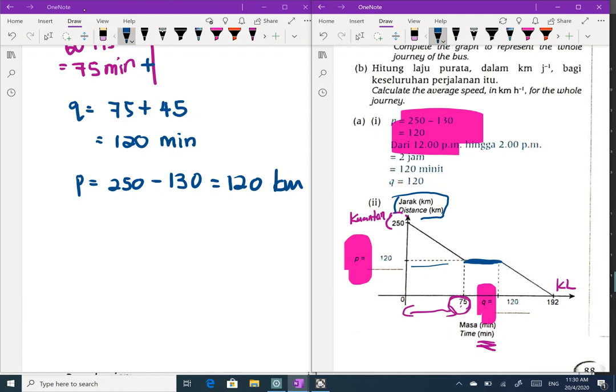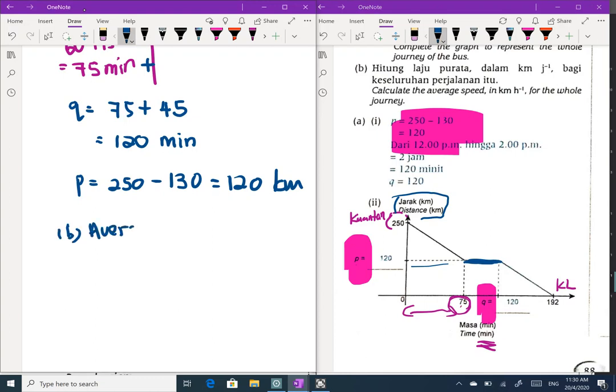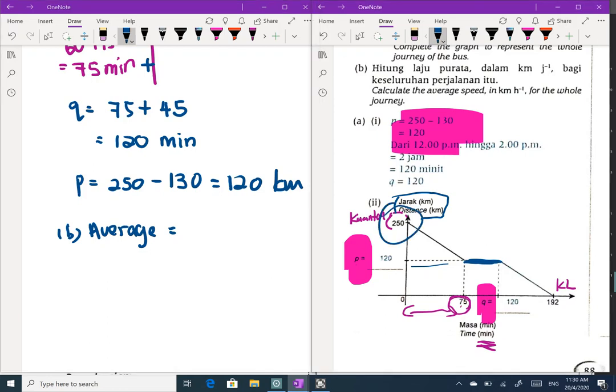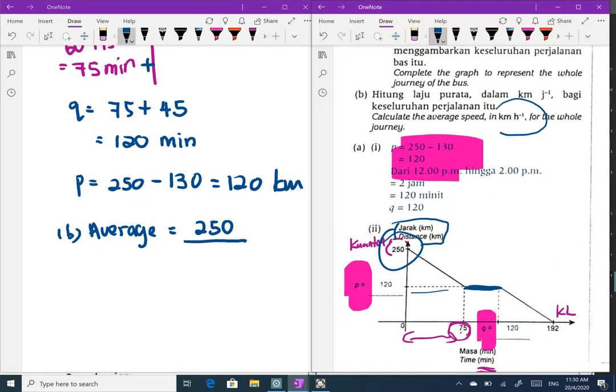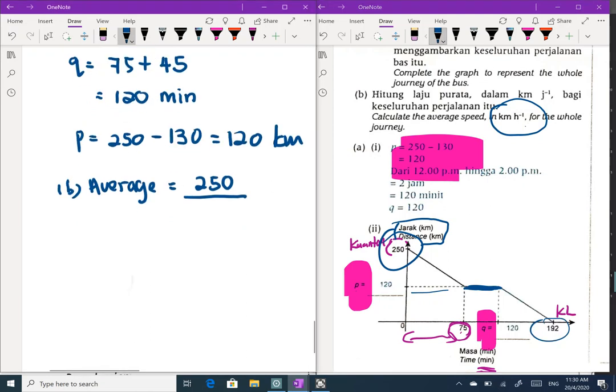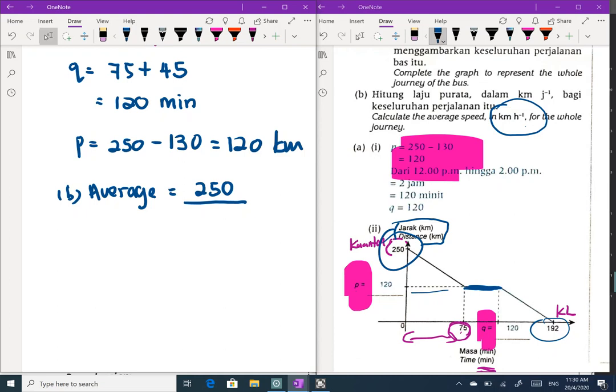B. Calculate the average speed. Average speed is total distance divided by total time. Total distance I know is 250. Total time, okay. The question wants kilometer per hour. This one is per minute. Okay. Now I want to know 192 minutes equals how many hours?